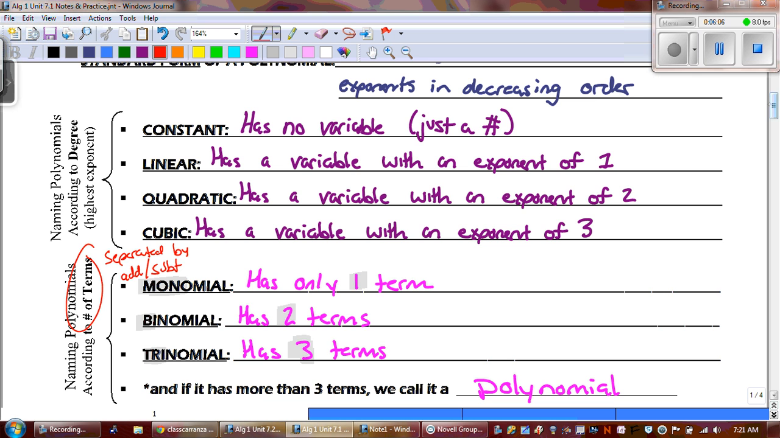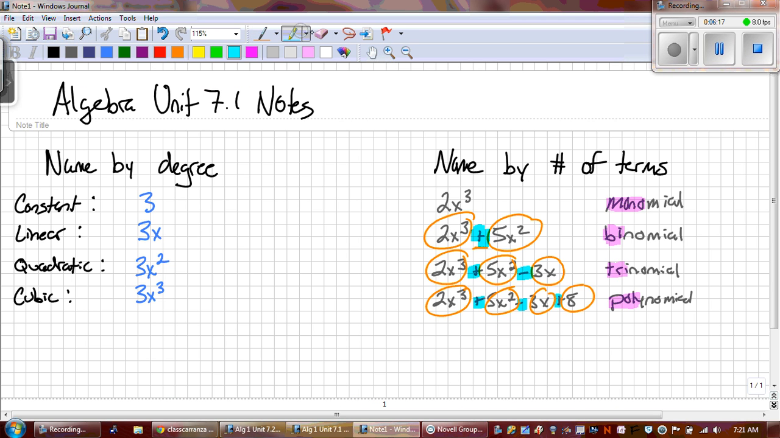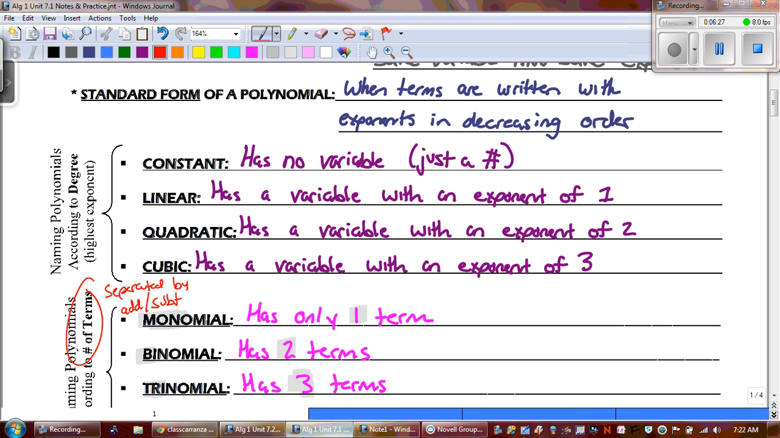I don't know if we wrote standard form down. Standard form is when the terms are written with the exponents in decreasing order. I'm going to flip back to what we just wrote. If you look at all of these right here, see how it goes cubed, squared, the exponent, and then the constant. That's in standard form.